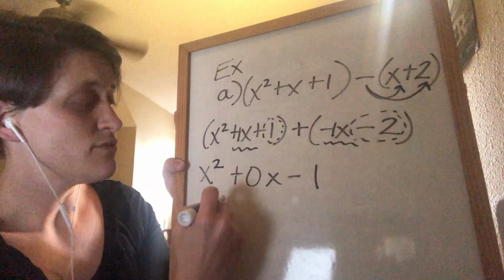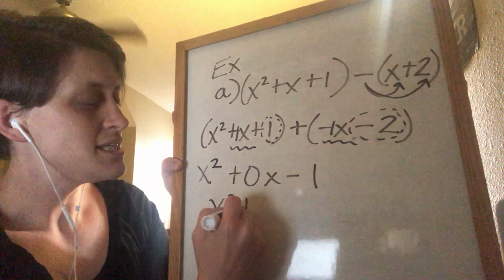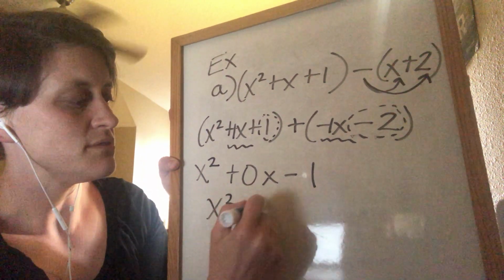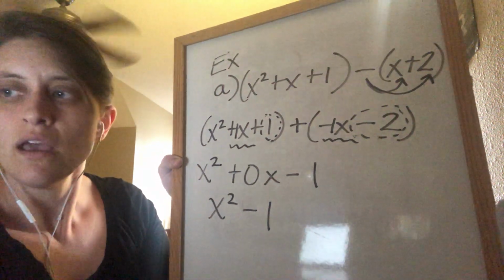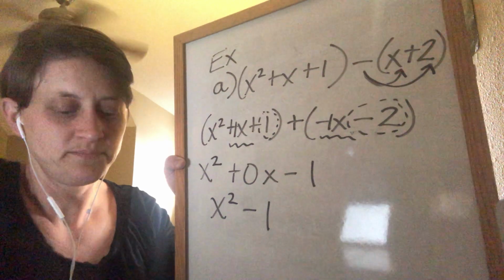So you can leave it like this if you want to. There's nothing wrong with that. But typically, we wouldn't want to leave the 0x in. So we just get x squared minus 1. Okay, let's do one more of these.